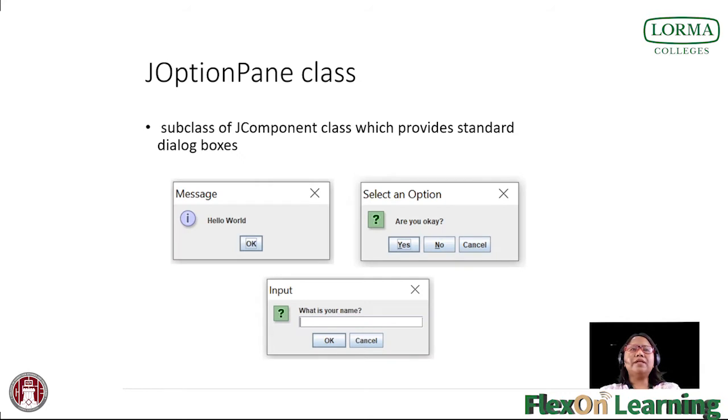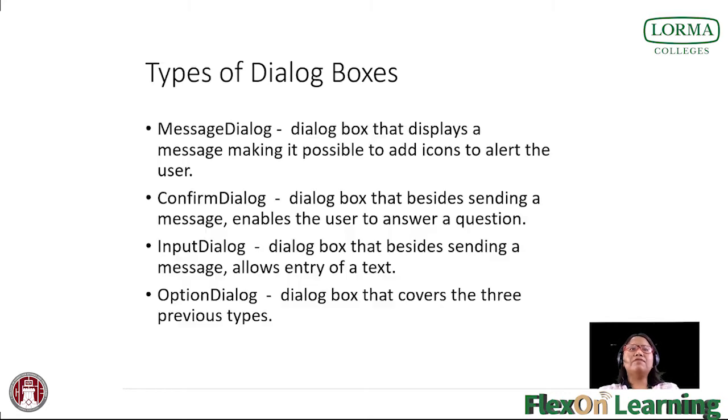The JOptionPane class is a subclass of the JComponent class, which provides standard dialog boxes. These are the different dialog boxes that we could create with JOptionPane. There are 4 types of dialog boxes. We have the message dialog. This is a dialog box that displays a message and it allows us to add icons.